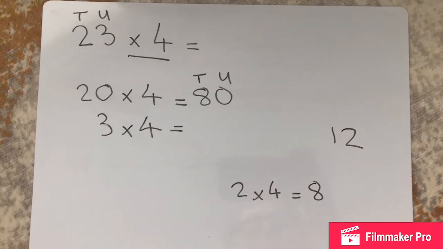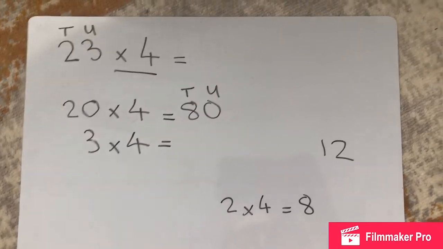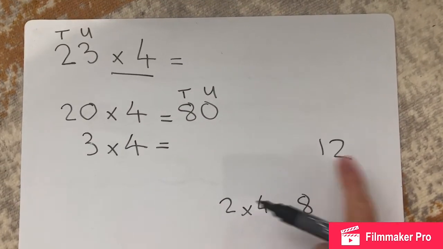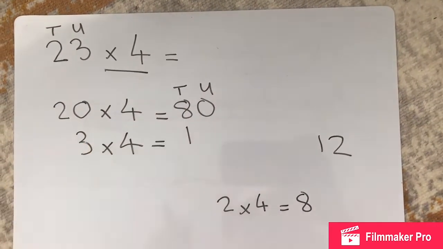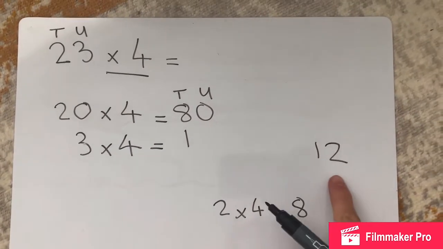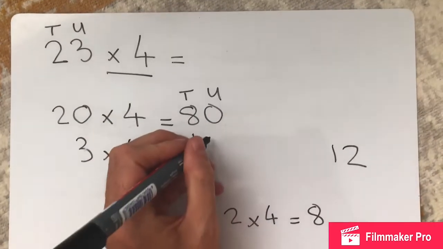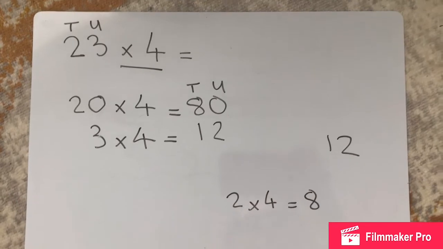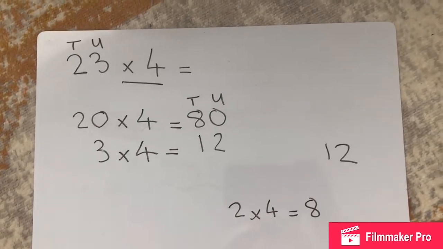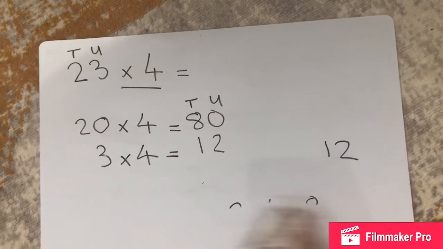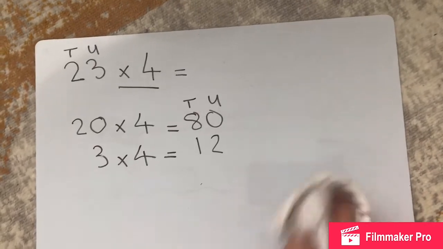Now, in the number 12, let me just write it here. How many tens have we got? Well, hopefully you can see that we've got 1 ten. So I'm going to put that 1 in the tens column, and then we've got 2 units. So I'm going to put that in the units column. Okay, so let me just rub these out to make it a little bit clearer.